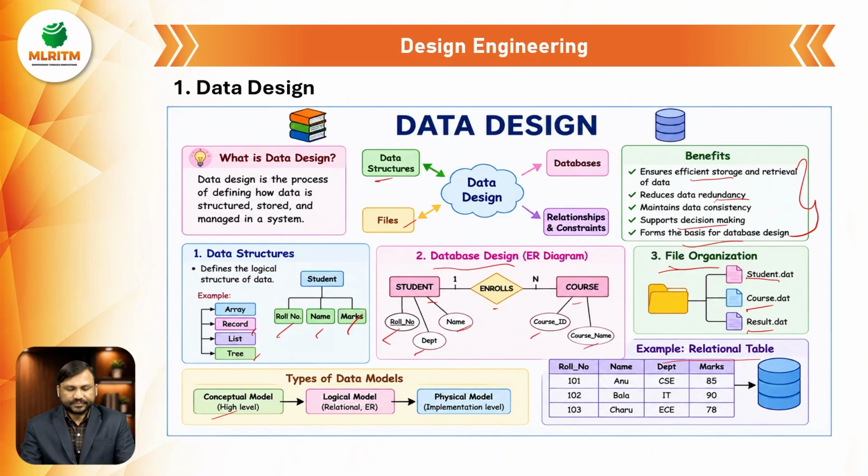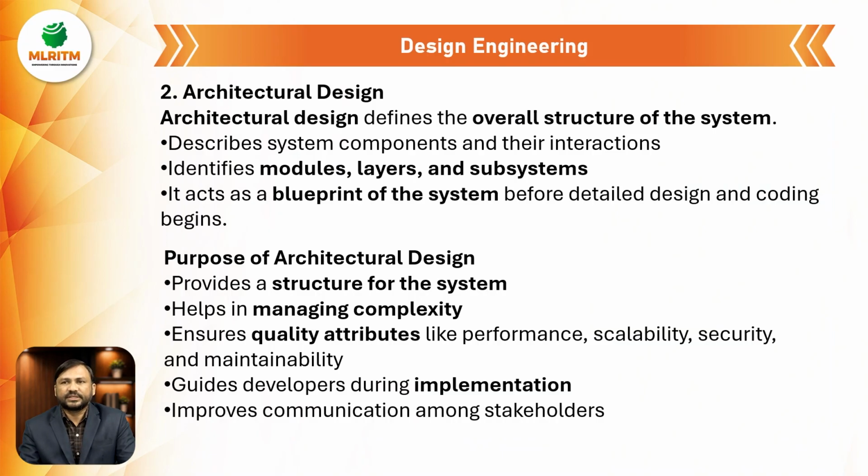Now we'll go to the next type of design, that is the architectural design. Architectural design provides the overall structure of the software. It describes the various modules or sets of modules, and it also identifies the layers, subsystems, etc. It acts as the blueprint of the system. Before sending it to coding, this is the final structure or architecture we have to provide.